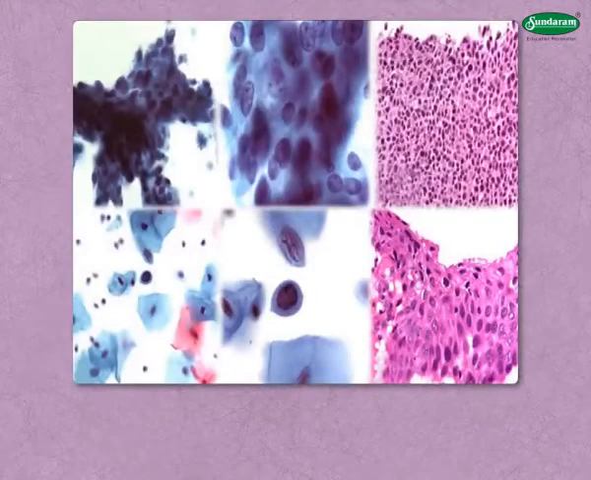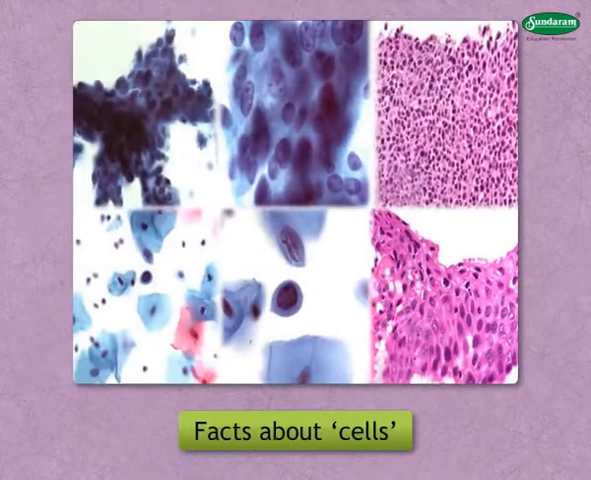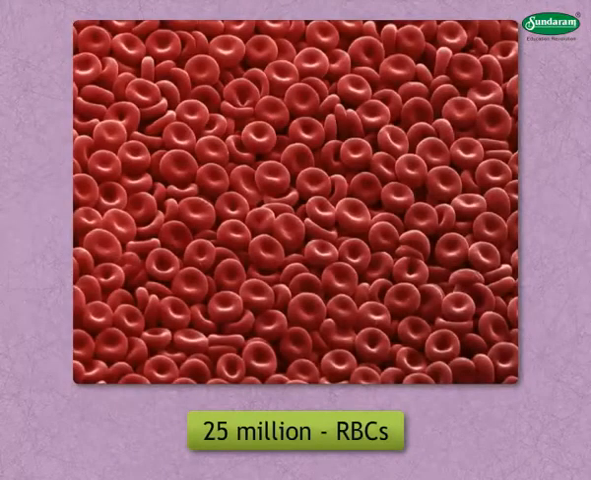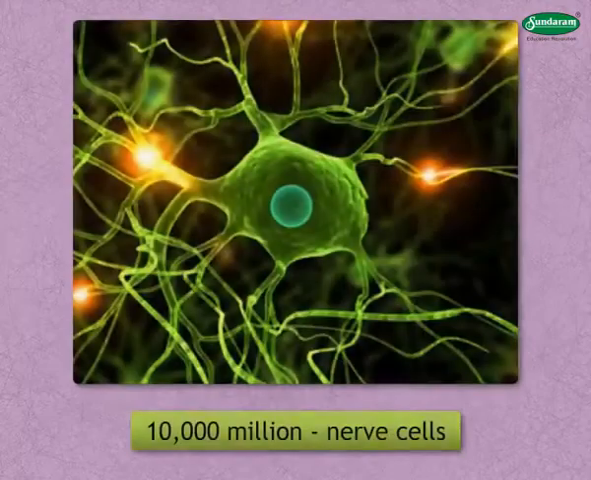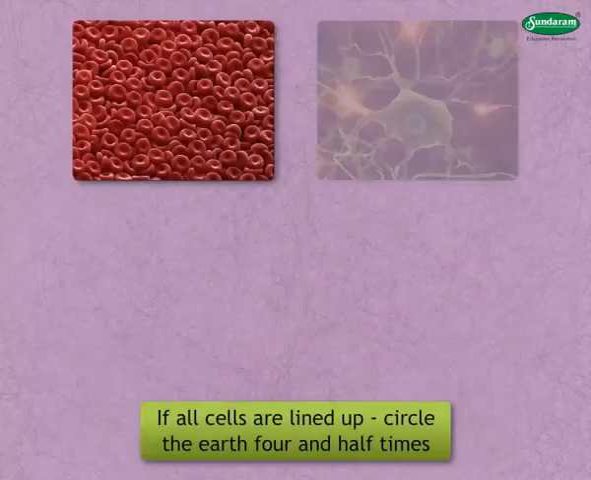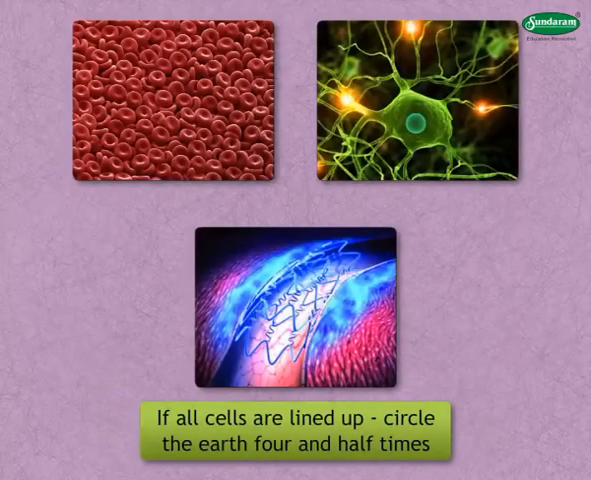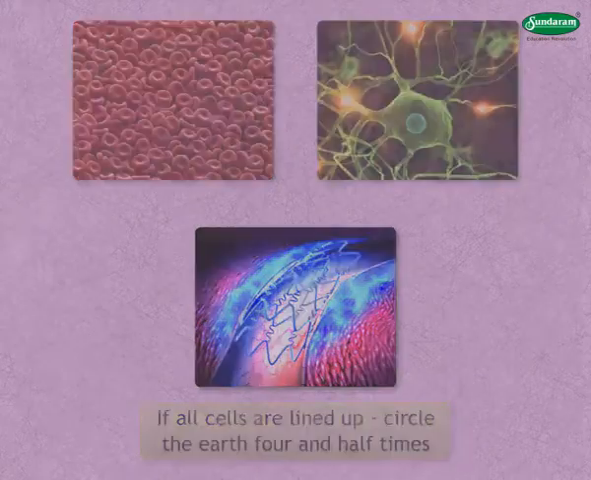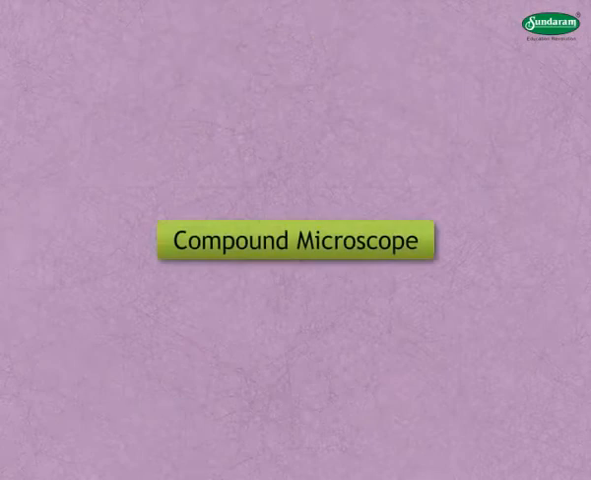Students, here are few facts that will surely amaze you. There are 25 million red blood corpuscles, 10,000 million nerve cells in the cortex of brain. An adult human has 60 to 90 trillion cells. In fact, if you lined up all the cells of the human body end to end, you can actually circle the earth 4.5 times.